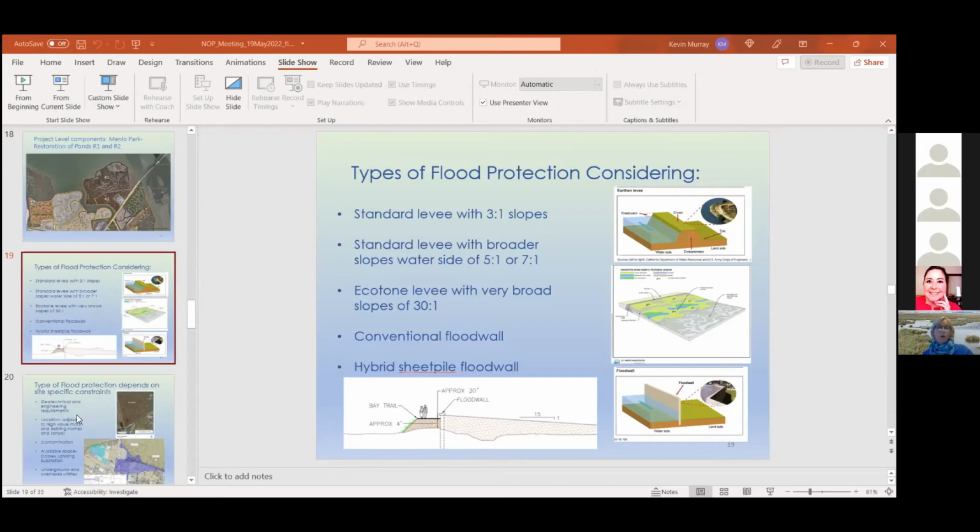Ecotone levees are broad, flat, horizontal, also known as horizontal levees and transition zones. The broad slope provides both flood and habitat resiliency. The bottom picture shows a hybrid flood wall with a transition zone on the bay side. The hybrid is more expensive, but it is critical for a functional tidal marsh. Next slide.